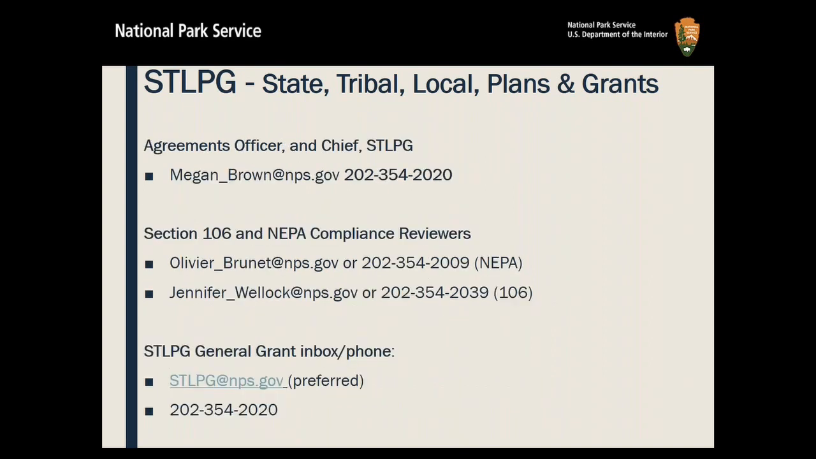Megan Brown is our chief, and also under Section 106 and NEPA, we have Olivier Brunet and Jennifer Wellick. Jennifer will be speaking in just a little bit, and we wanted to call out the fact that we have a general inbox, stlpg@nps.gov, and that is our general mailbox that you can always send any type of request to, and we'll get it to the right person.